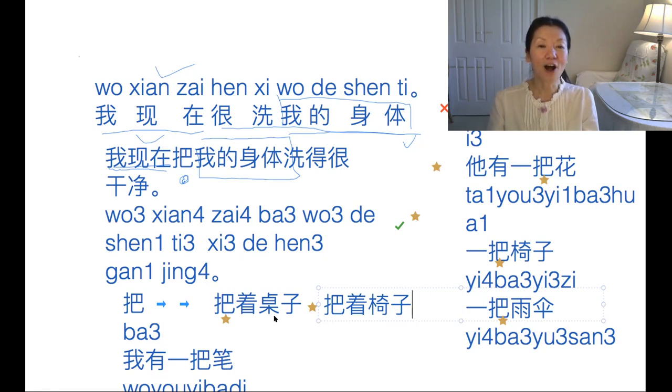Let's talk about the hold. 把着桌子, 把着椅子, means hold. Also, that's keep, take, okay? So, here, the sentences from the student, are we okay here, right? Let's figure out. Okay.